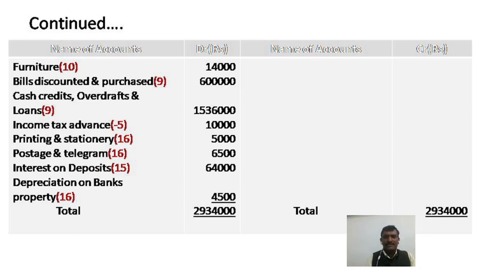Income tax advance is adjusted to the provisions under other liabilities and provisions. Then printing and stationery is operating expenses. Postage and telegram is also operating expenses. These two items are taken to schedule number 16. Interest on deposits is interest expended by the bank on savings bank deposits, current deposits, fixed deposits and so on. So it is taken to schedule number 15. The depreciation on bank's property is an operating expense.